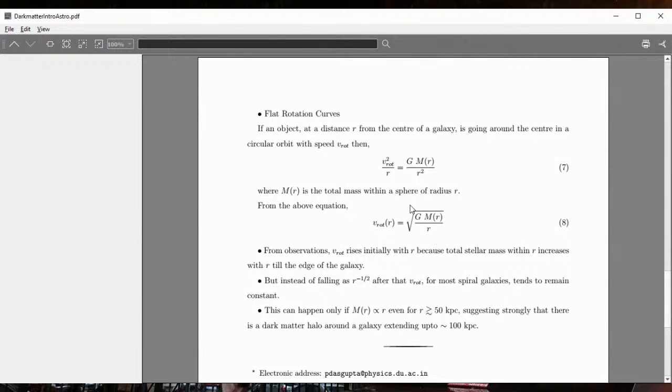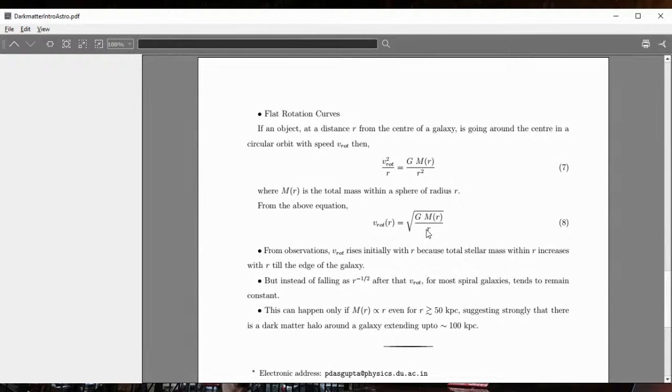What does this equation tell us? Equation number 8 tells us that when you start from the center of the galaxy, the rotational velocity of a typical star around the center, when you are very close to the center, will be very tiny, because the total mass enclosed around the galactic center is very tiny. At the most, it has only a supermassive black hole, which is of the order of a billion solar mass.